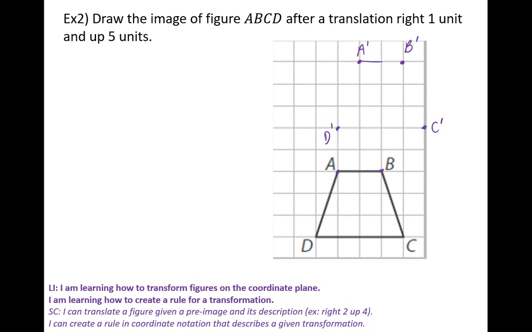And again, connect the dots. And we see hopefully that this translation is just a moving of the figure. Again, no flips or turns, just moving its location.